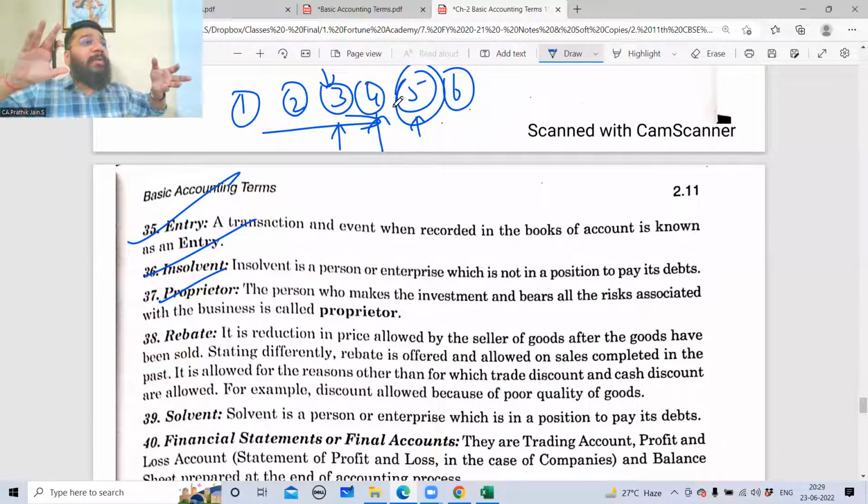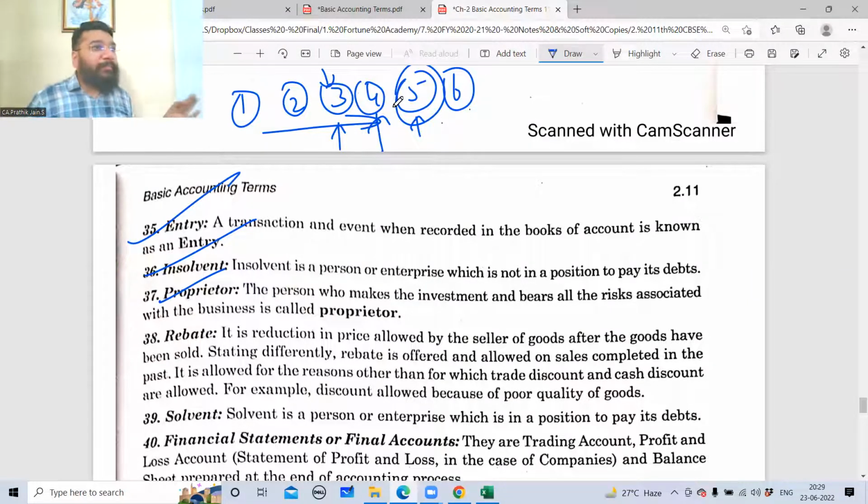So I'm not actually breaking the order. I'm setting the right order. If you go in this order, things will make sense. So do you all trust me? No doubt in that? Yes.